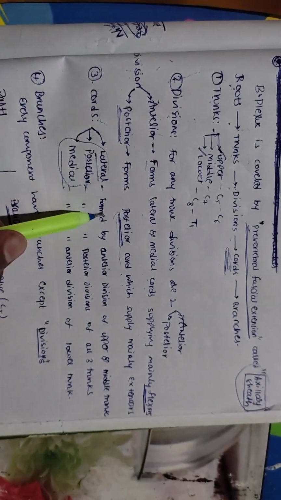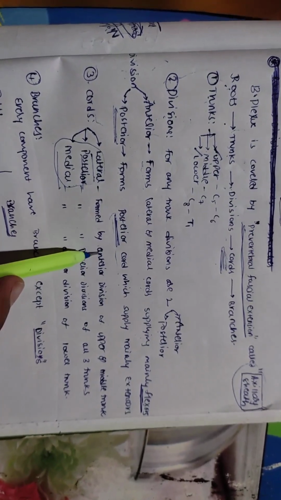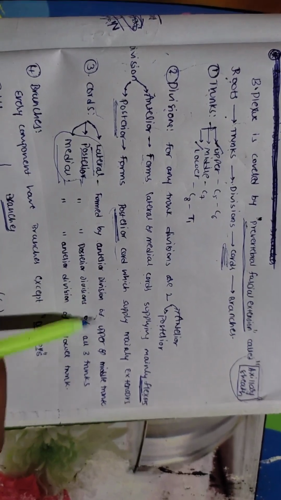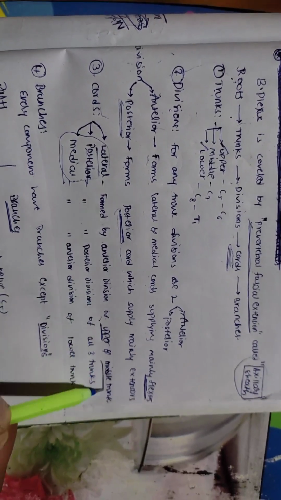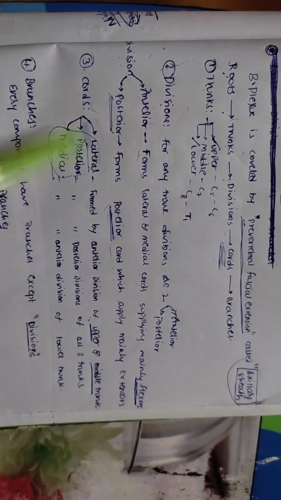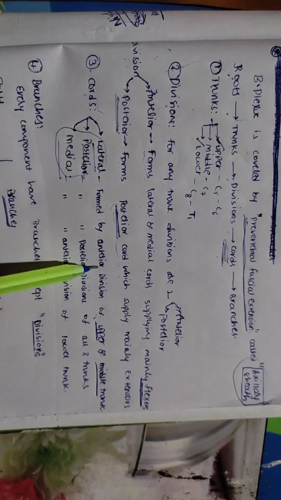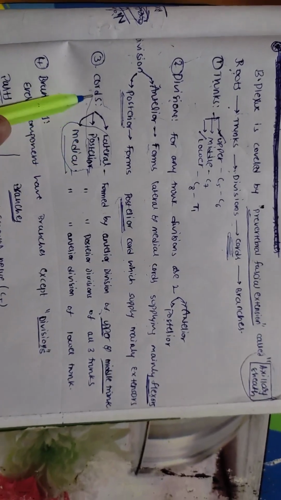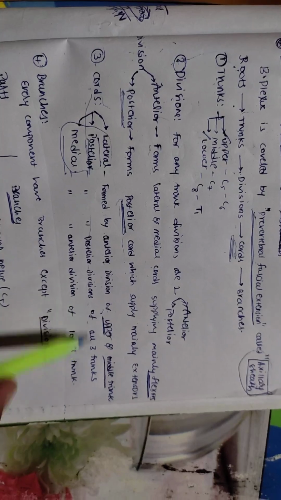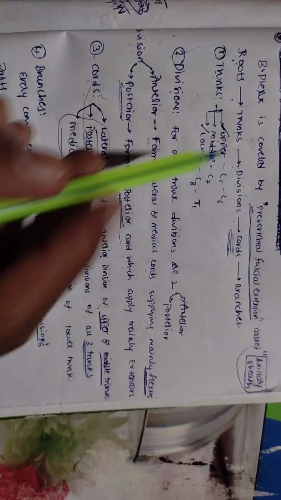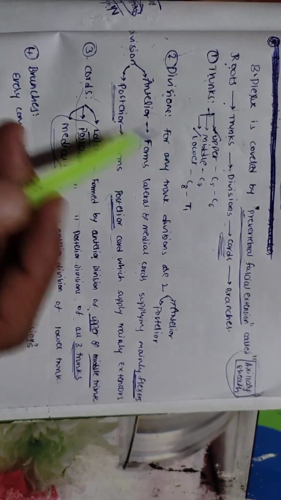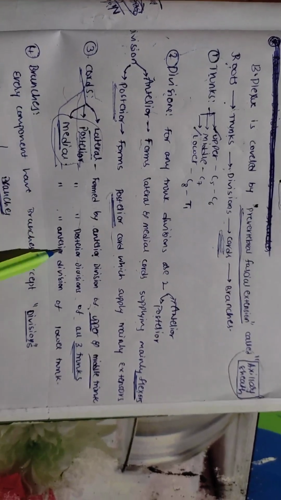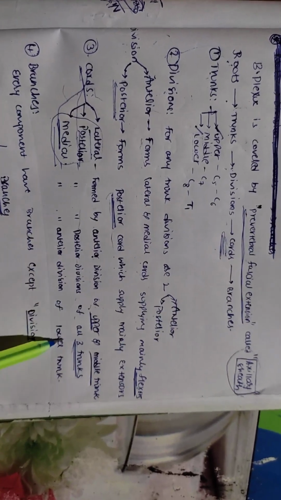The lateral cord is formed by the anterior divisions of the upper and middle trunks. Similarly, the posterior cord is formed by the posterior divisions of all the trunks. Those are the upper trunk, middle trunk, and lower trunk. And the medial cord is formed by the anterior division of the lower trunk.